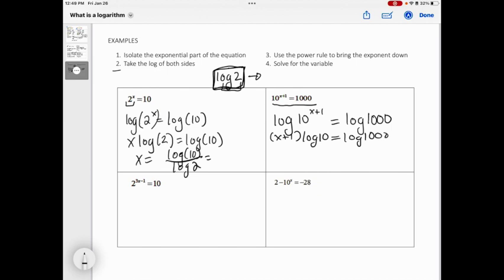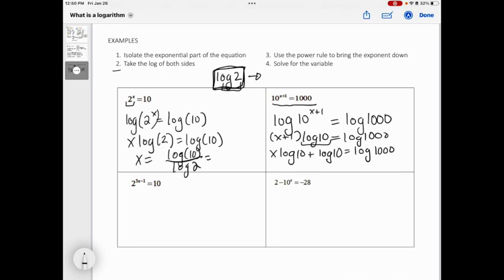So now I have x plus 1 times log of 10 is equal to log of 1,000. We can go ahead and keep solving. In order to solve for x, I need to distribute. So I'm going to take log of 10. Think about that as a number, and you're just distributing it to everything that's on the inside. So we have x log 10, because you take x times log 10, and then you're distributing the log 10 to the 1. So I have 1 times log 10, which is just log 10. And then on the other side, we can just leave it as log 1,000.